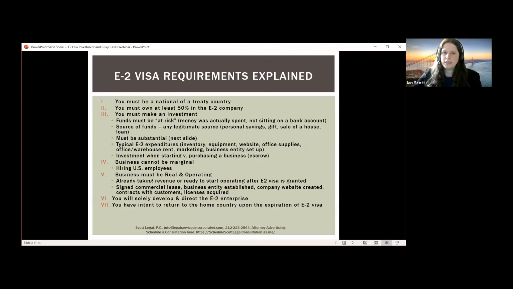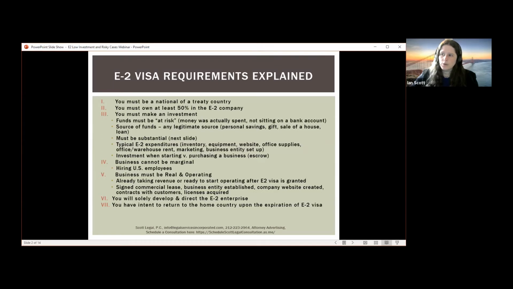So let's look at the E-2 visa requirements. First requirement is you must be a national of a treaty country. There's a list of several countries that have treaties with the United States, and you must be on that list in order to qualify for the E-2 visa.